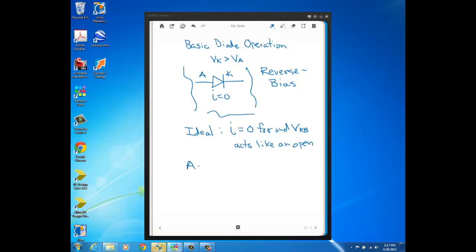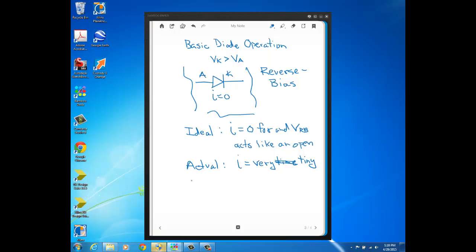Now, in actuality, there'll be a small amount of current. Okay, very tiny. Probably at most microamps, and a lot of times, less than that. Okay, the current in actuality is very small. Like I said, at most microamps. And in a lot of applications, you're not going to worry about that small amount of reverse bias current, and for all practical purposes, you can just say it's 0.